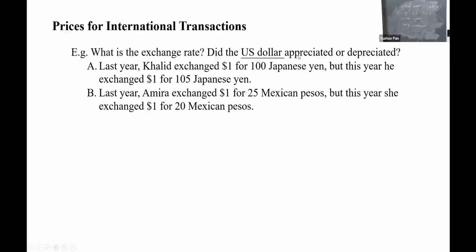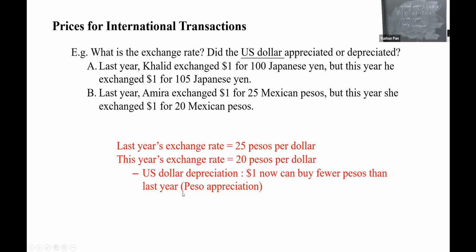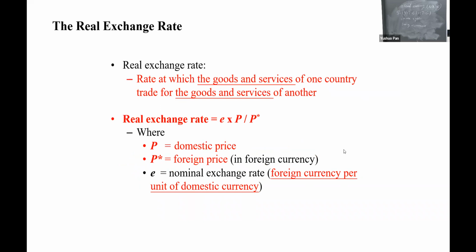For example, in this question, A is the US dollar. I ask, does the US dollar appreciate or depreciate? Because you can buy more, right? From 100 to 105. And B is kind of the same. From 25 to 20, which means you can buy fewer foreign currencies, which means the US dollar depreciates. So that's this example question. If you can buy more, the value of your currency has increased, so that's appreciation. If you can buy fewer, that's depreciation.